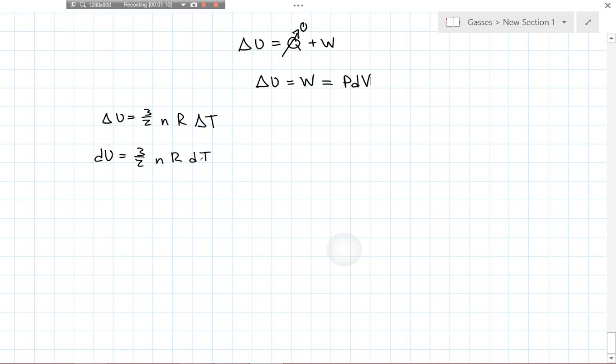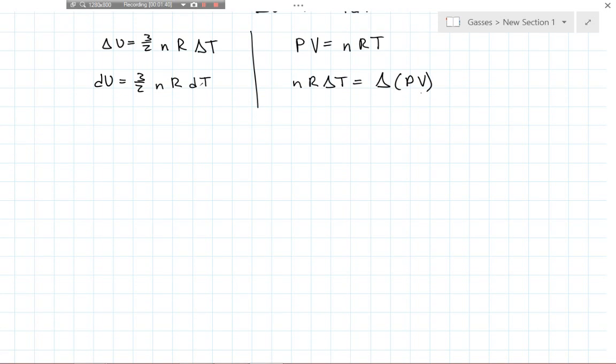So now I need to find a way to relate dT to P and V. And the way I do this is by using the ideal gas law, which says that PV is equal to nRT. So if I have some change in T, so I have an nR delta T, this is equal to the change in PV. Now I want to calculate the change in PV in terms of dP's and dV's and stuff like that. And the way that I do this is I consider what happens if both pressure and volume are a function of time.